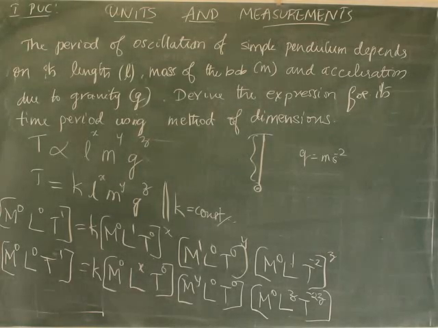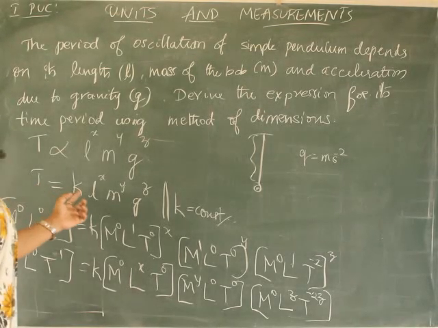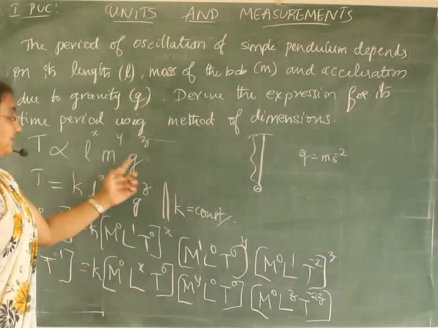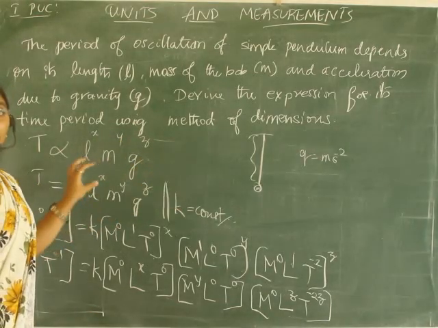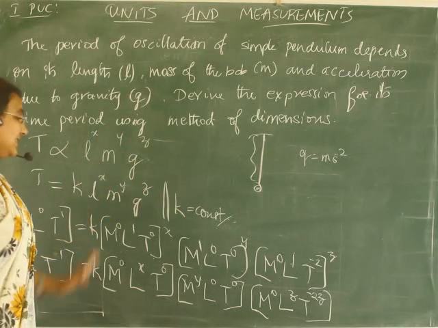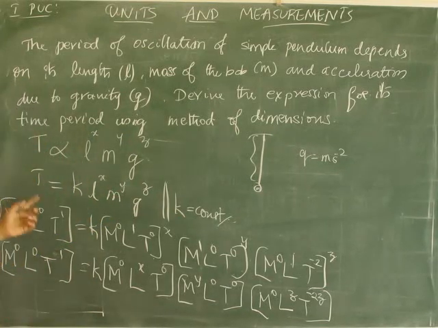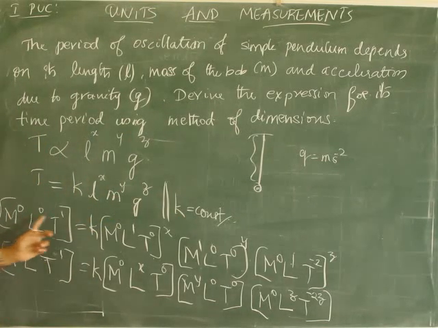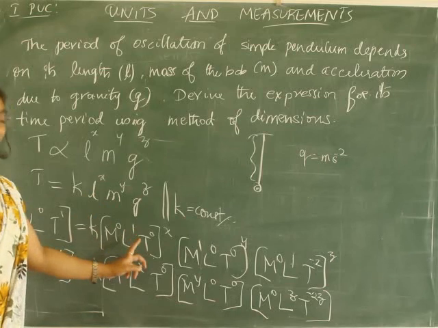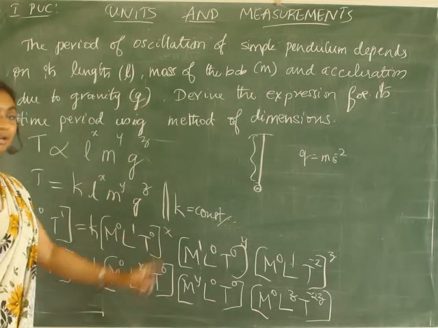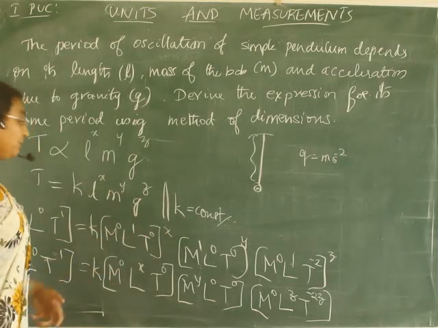Am I right? See here, it is proportional to L, M, G. We don't know to what power, so x, y, z. To remove proportional, I have to give one constant. I'll write it as K. Time is T to the power 1. Mass is 0. Length is 0. K. Length L to the power 1. M is 0. T is 0. But here to the power x is there. So I'll write to the power x.